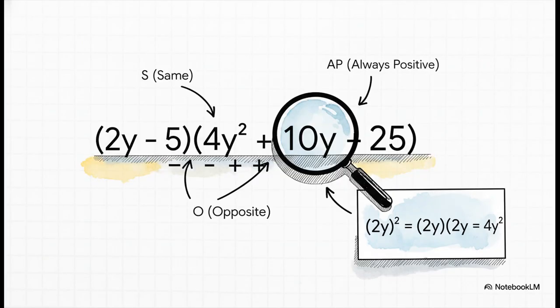Time to build the answer. Remember SOAP. The original problem was a minus, so our signs are same, minus, opposite, plus, and always positive, plus.